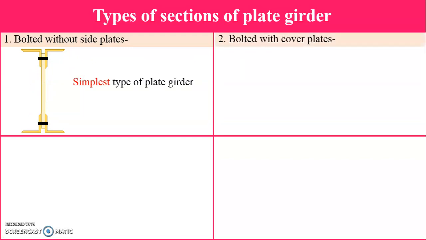Second is bolted with cover plate. Now, just stop the video and think about the position of this cover plate with the help of your knowledge of rolled steel sections, with the help of your knowledge of general beams. Now here I will give you a clue that these cover plates are used to carry larger moments. So what would you do, or where would you provide this cover plate? Just think.